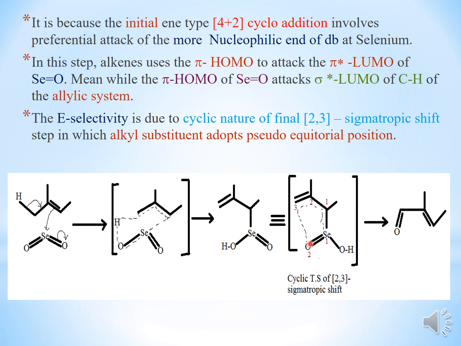Okay, so here what happens is, this bond will shift over here, and then this bond will shift, and there is a cleavage of this moiety. Alright, when this gets cleaved out, you will end up with this product. So why we are doing this is, if you have to understand this complete reaction, you have to go through this point, that is the pi HOMO attacking the pi star LUMO of selenium oxide. Meanwhile, the pi HOMO of selenium oxide will attack the sigma star LUMO of the methylene group of an allyl group.